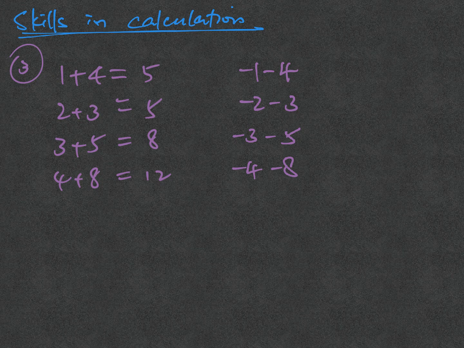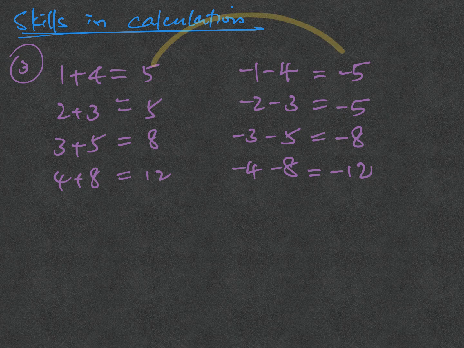If you can do it, do it by yourselves. If you can't, remember to draw the number line and do the calculations. At last, you will find that the first one gives you negative 5, next negative 5, negative 8, and the last one is negative 12. Once again, I would like you to compare the left side and the right side. What can you see? Both questions give you the same numbers, like 5 and 5, 8 and 8, and lastly 12 and 12.